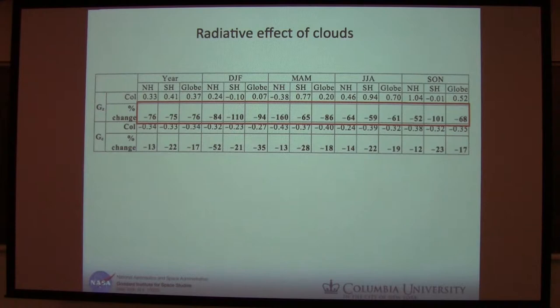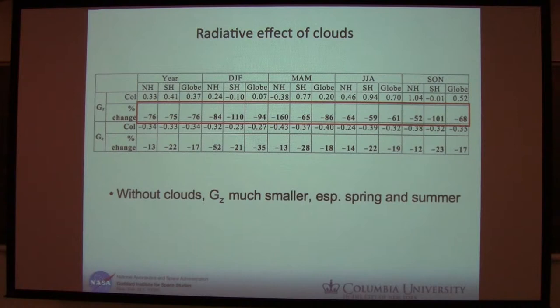So here are the column totals for all radiative heating components of the clear sky GZ, and this is the percent change from the full sky. So we see that without clouds, GZ is much lower. It's about 75% lower in the global annual mean. It can be as much as more than 150% lower in certain seasons and hemispheres. It's particularly small in the spring and summer, and we'll talk about why that is later.